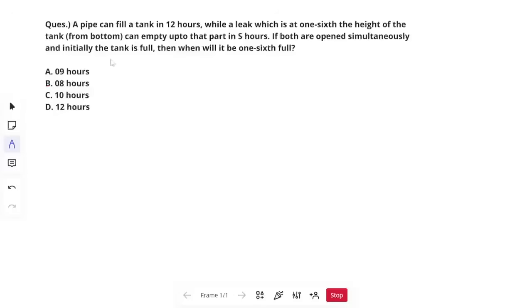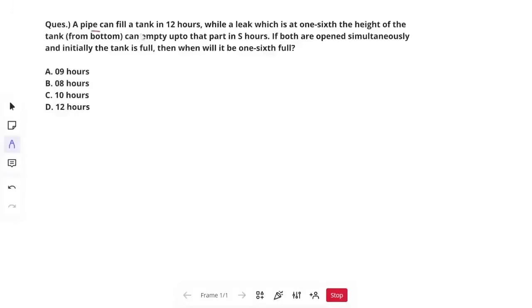Let's look at this question. A pipe can fill a tank in 12 hours, while a leak, which is at 1/6 the height of the tank, can empty that part in S hours. If both are open simultaneously and initially the tank is full, then when will the tank be 1/6 full? Okay, we have options as 9 hours, 8 hours, 10 hours and 12 hours. So how can we solve this question is, first of all, let's understand the statement again.